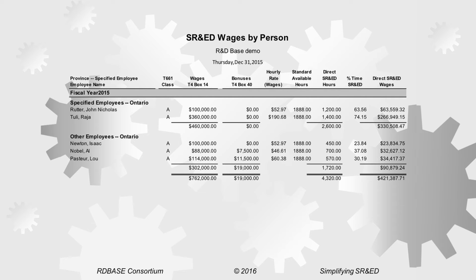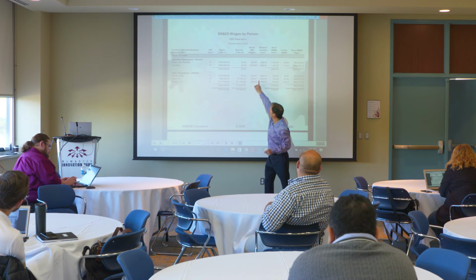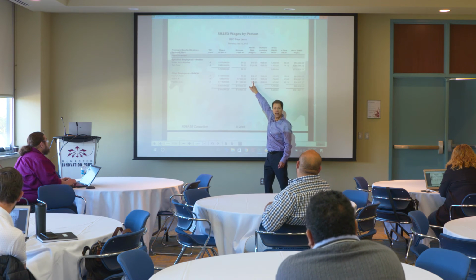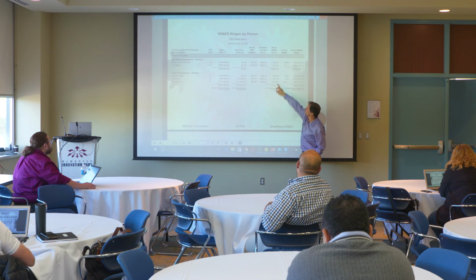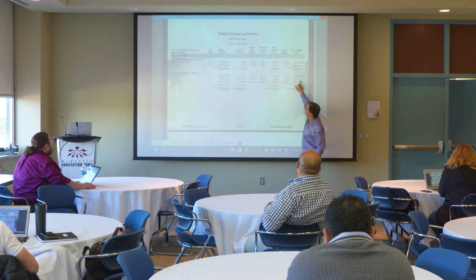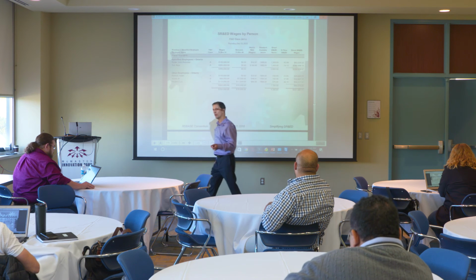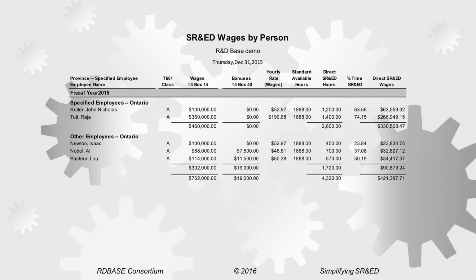So it says that if you make this salary and you work that many hours, your hourly rate is that much per hour. Okay? Times your direct R&D hours will give you R&D wages, and we can also calculate what percentage R&D you are. If someone's 90% or more SR&ED, you can claim 100% of their wages.